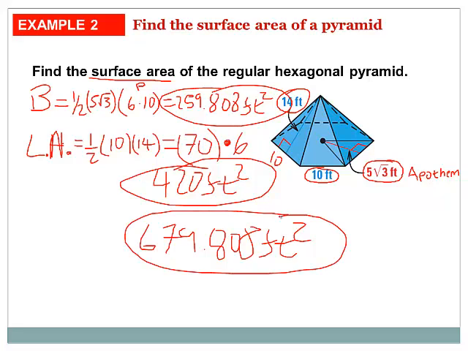So again, with surface area, make sure you take into account all of the faces. The bottom part here is a regular polygon, so we had to figure that one out here. And then you had the lateral area, which we had to figure out using the slant height and the base of a triangle, and then we had 6 triangles all the way around the figure.